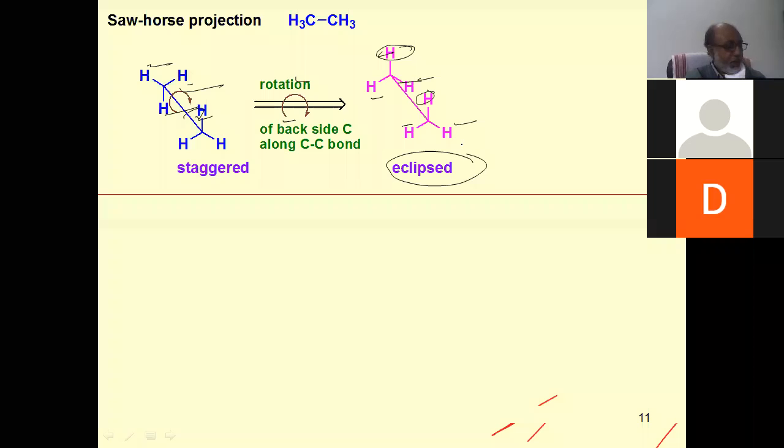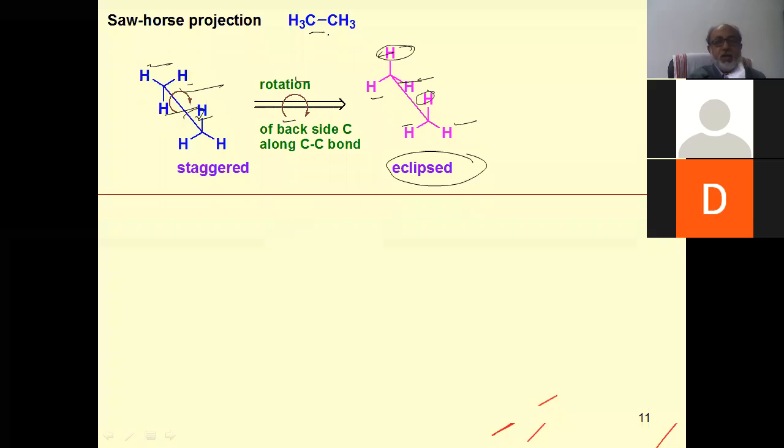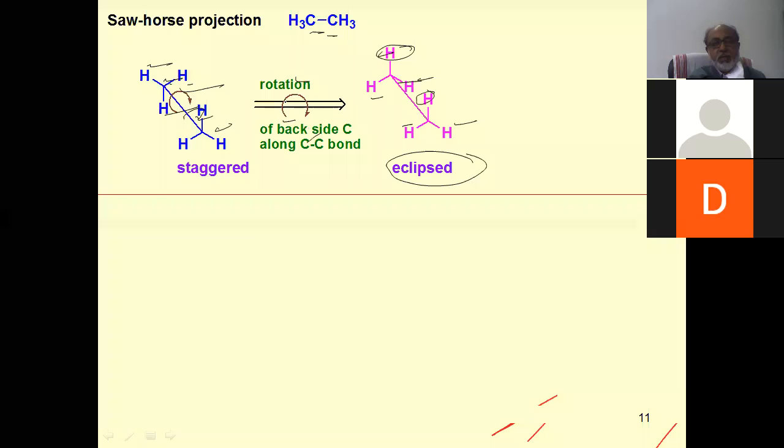Now here, what happens? In this Sawhorse projection, we can show only 2 carbons at a time, not more than that. So one is the front carbon, another is the back carbon. So that is the limitation of this. And we can show the rotation of the bond also. So this is one type of projection called Sawhorse projection.